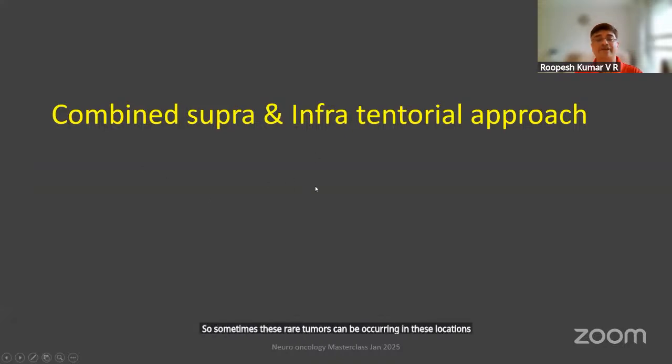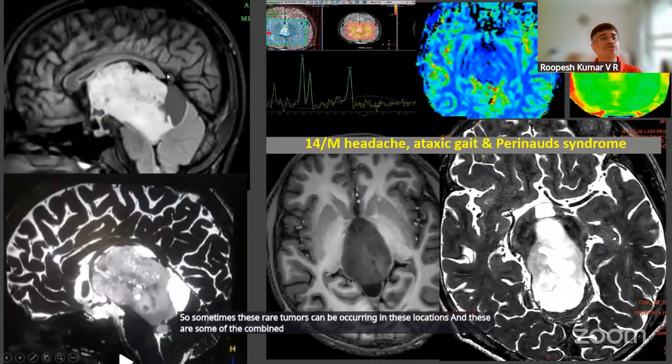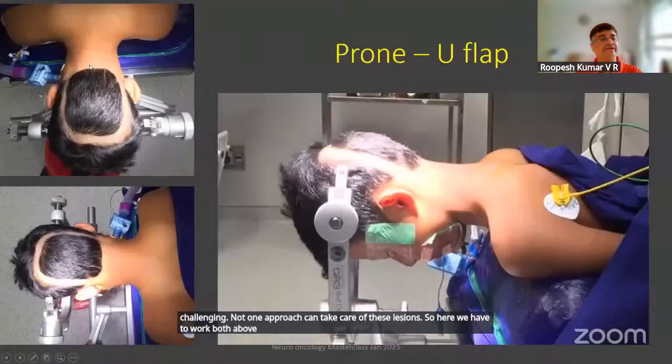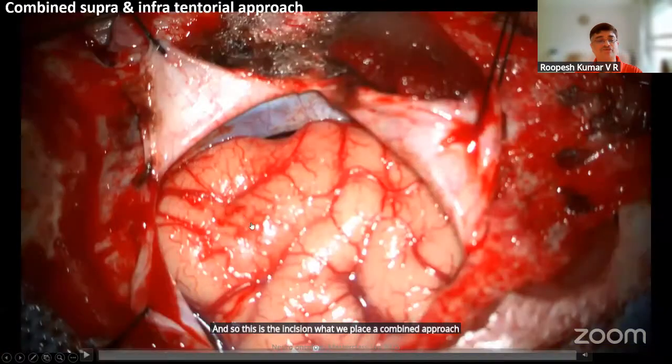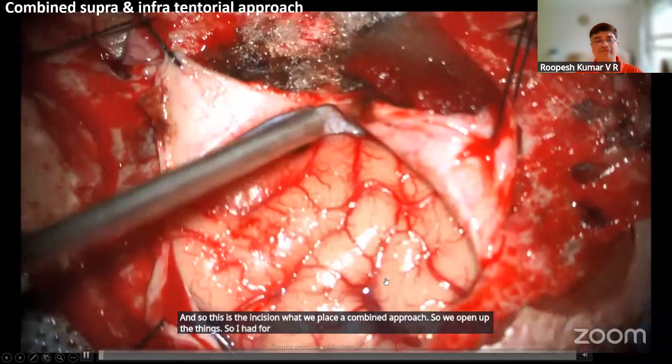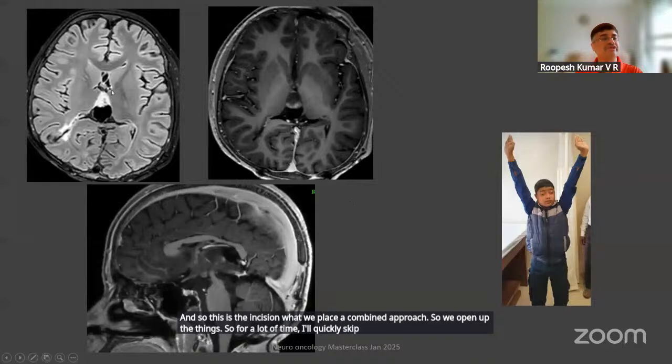And these are some of the combined supra- and infratentorial cases. You can see such huge tumors, quite challenging. One approach cannot take care of these lesions. So here we have to work both above and below the tent. This is the incision that we place, a combined approach, and we open up. For want of time, I'll quickly skip this video. This is the postoperative MRI, and we opened both below and above, and this is the patient post-op.